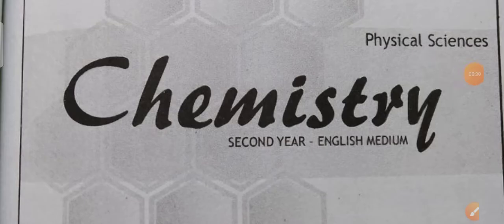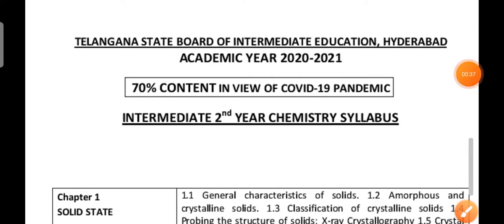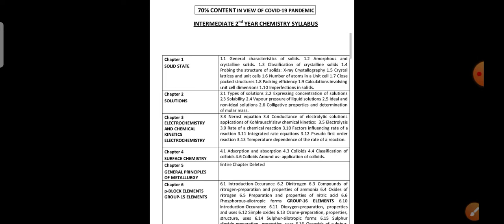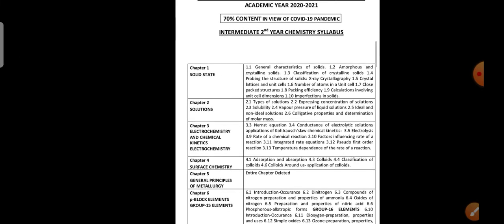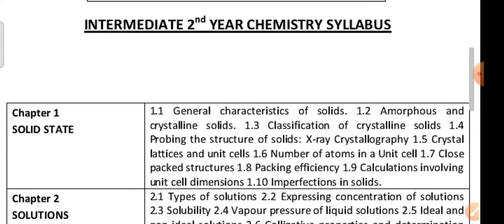Important questions and answers in the subject of chemistry for the second year students of the bridge course. So this is the 70% content in view of the COVID-19 pandemic for the BiPC as well as the MPC regular students as well as the bridge course second year students in the subject of chemistry. So this is the 70% syllabus.